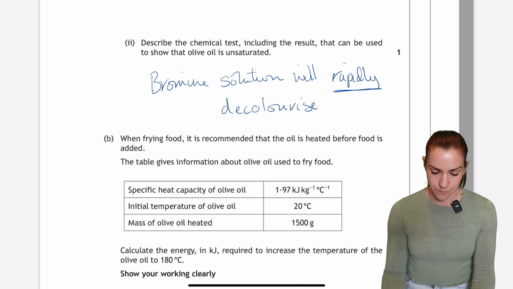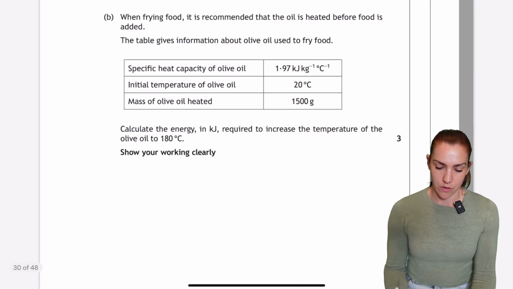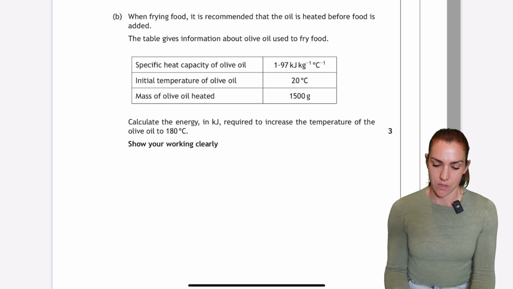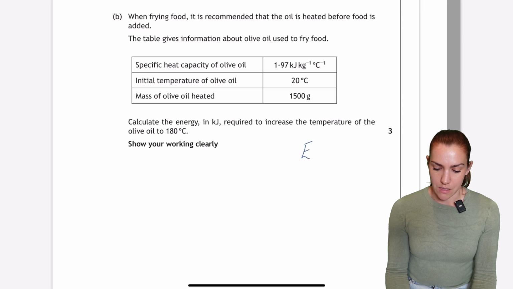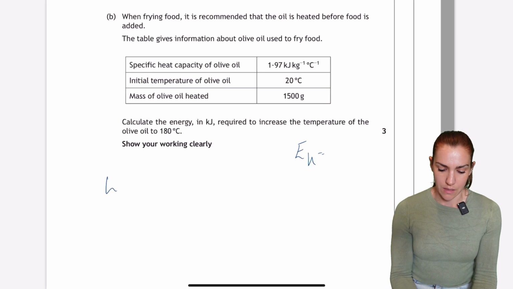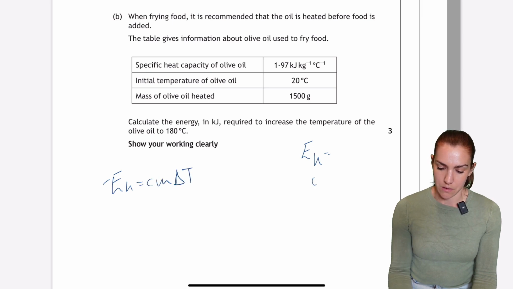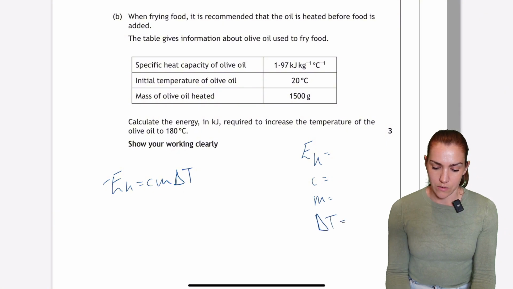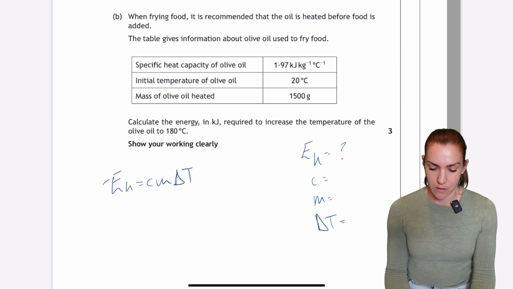Then calculate the energy required to increase the temperature of olive oil to 180 degrees Celsius. So because we're talking about energy here, that tells us we need to use Eh equals c m delta T. I like to write the variables down the side of the page and pull the numbers out of the question. It just helps me know what I'm trying to work out and where to start. So we've got calculating the energy, that's what we're trying to work out. I like to put question marks for what I'm trying to work out.